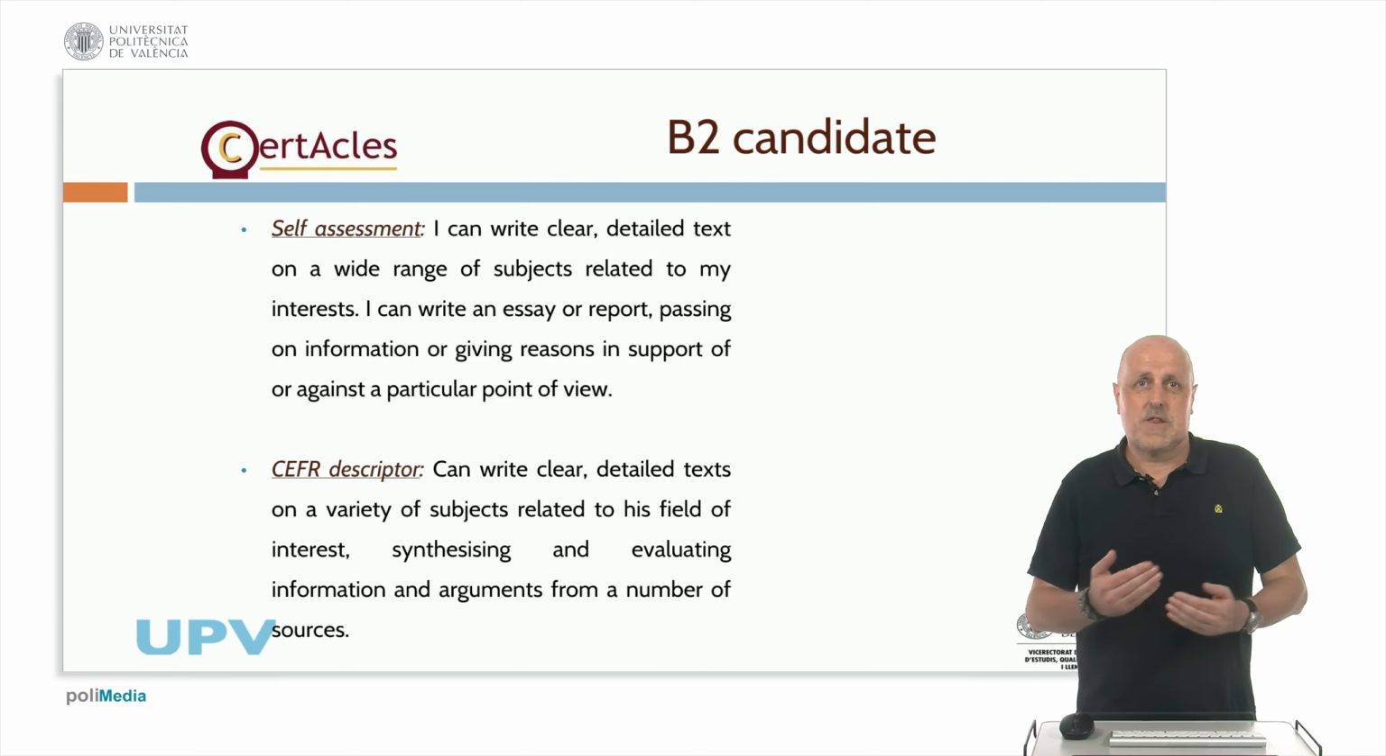A lot of it is connected to the organization, which we will look at in a little bit, and it should be detailed. This is a B2 level. It should not be simple constructions. It should be a little bit more complex. And there is a wide range of subjects, but they are always, as I said, related to your field of knowledge. It says I can write an essay or report. These are two examples of the pieces of writing you may get. There are others. But the important bit is that you pass on information or give reasons in support of or against a particular point of view.